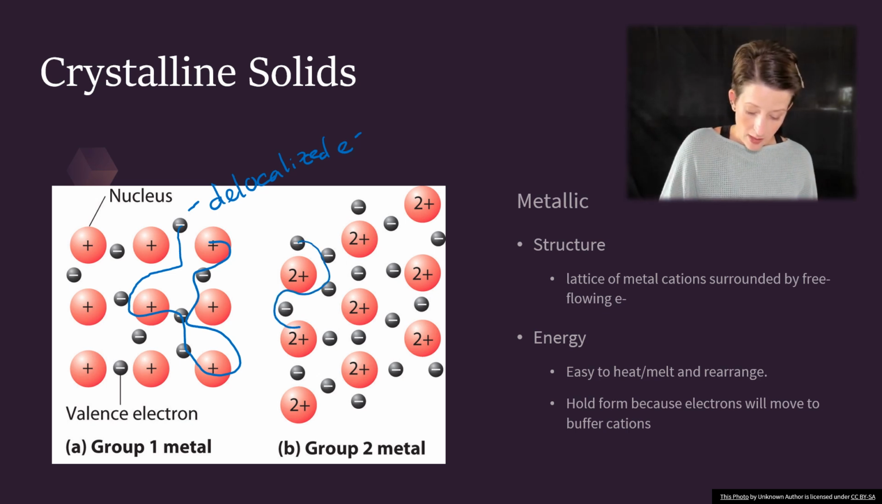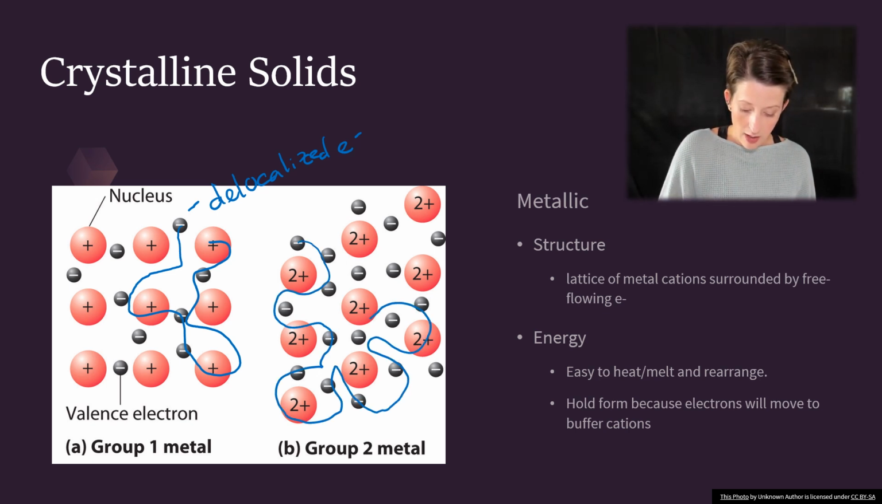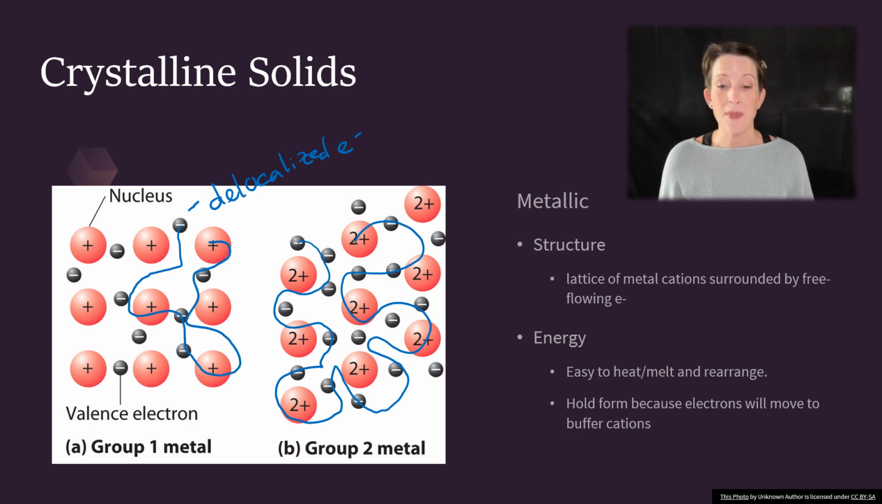And so depending on how many electrons are being shed, so on and so forth. But this is what gives metals their unique properties. So we can bend metals very easily. They've got a lower melting point.